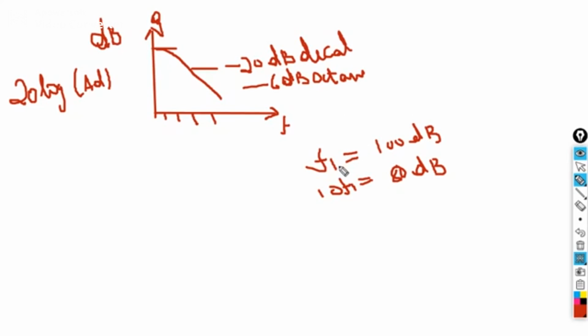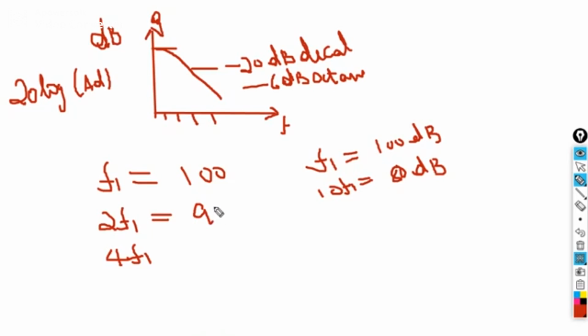The other parameter is used to express when my frequency doubles. That is, initially my frequency is F1, after that my frequency doubles to 2F1, after that it doubles again to 4F1. In order to express this, we are using the dB per octave scale. So at F1 it is 100 dB, then at 2F1 it is 94 dB, at 4F1 it is 88 dB per octave. So this is the parameter we use to express the gain.